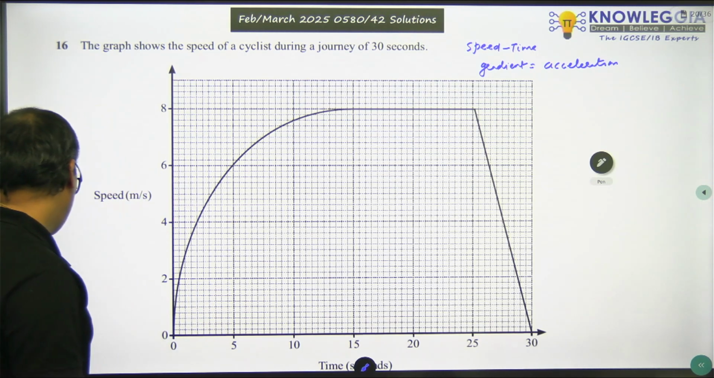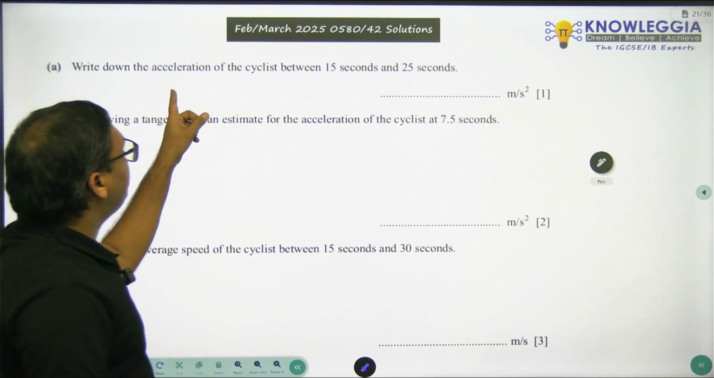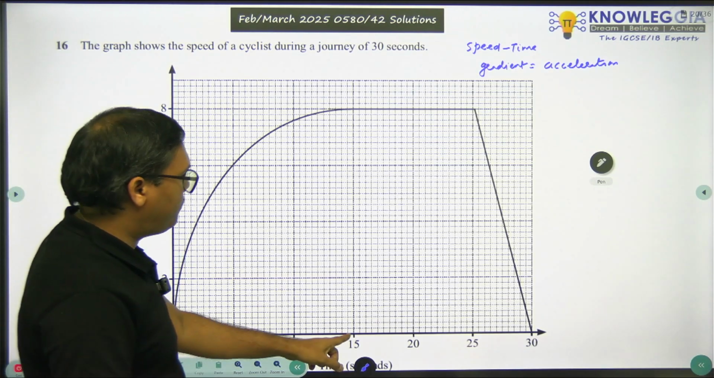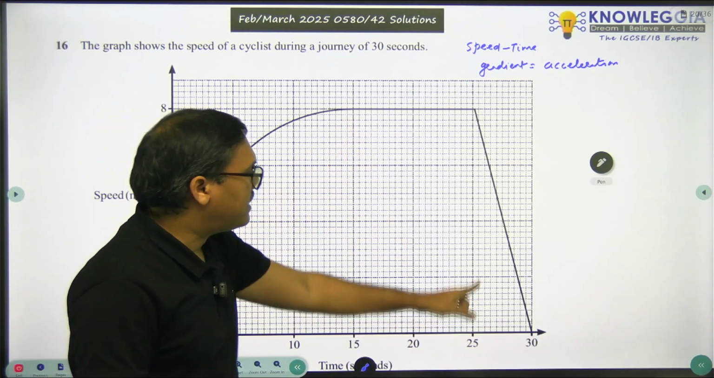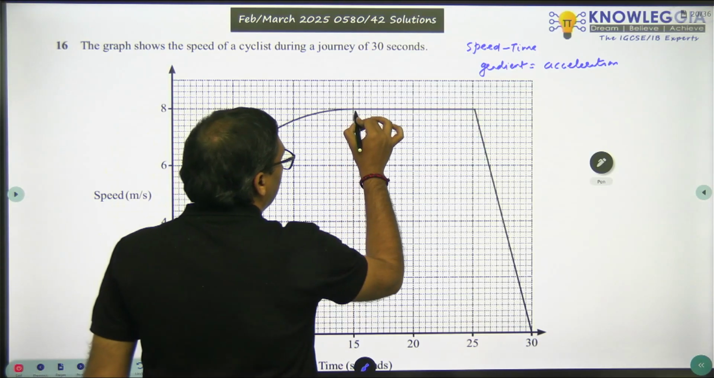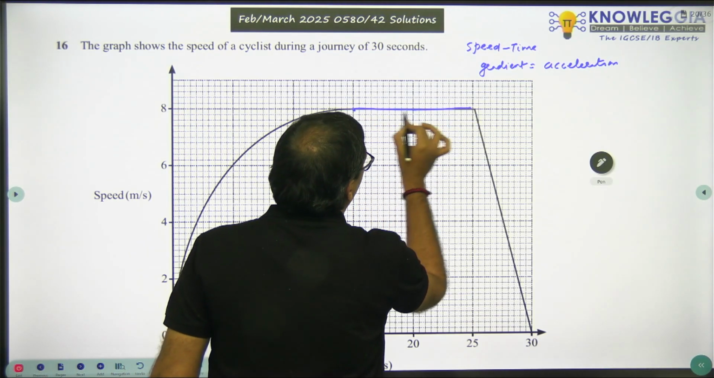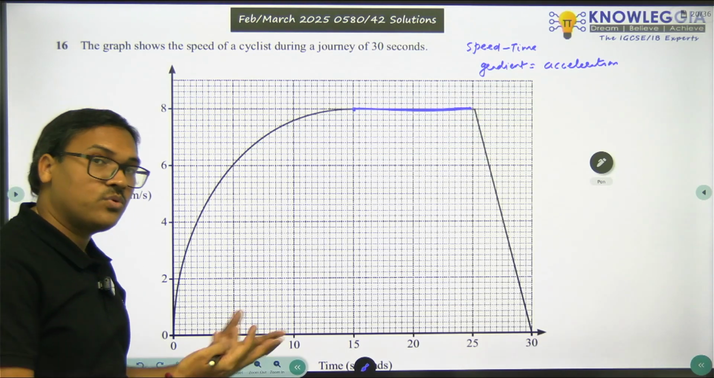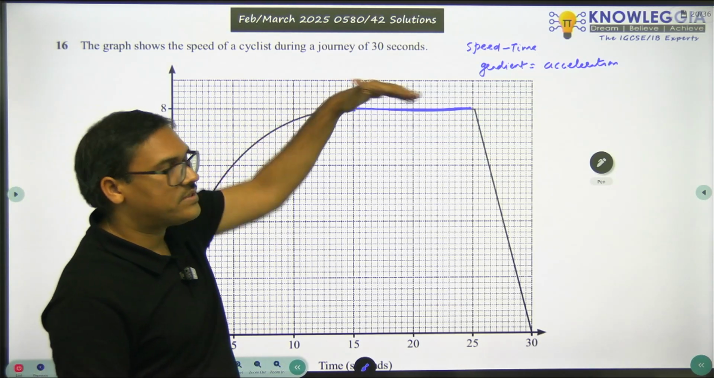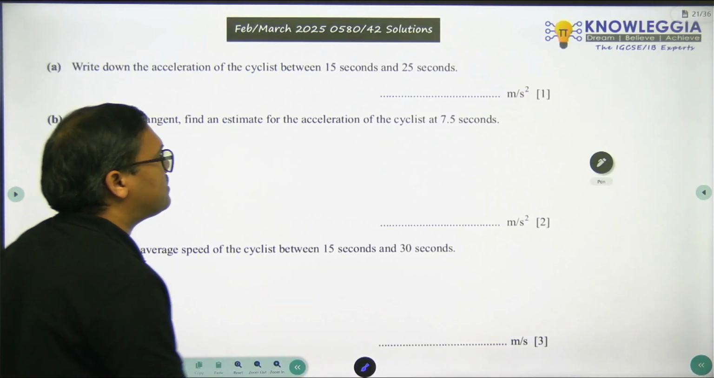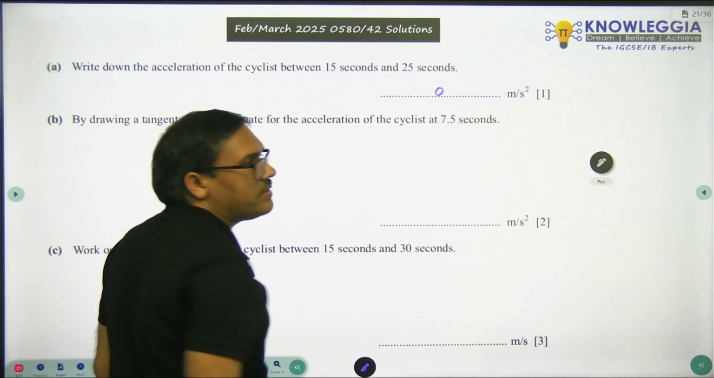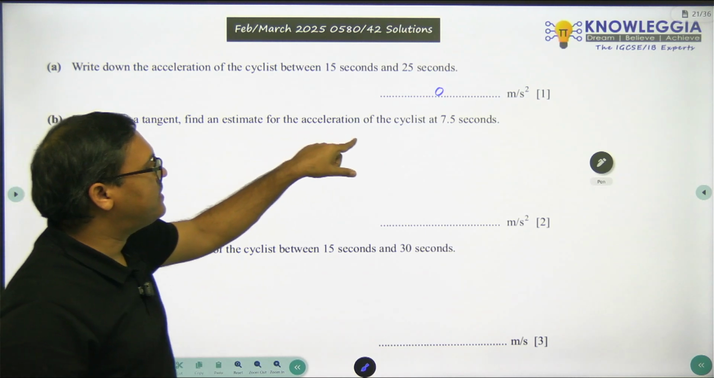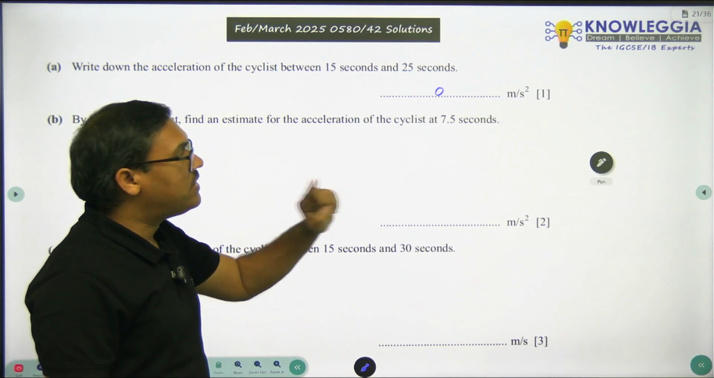So the first question is asking what is the acceleration between 15 seconds and 25 seconds. You can see this is a straight line which is parallel to the x-axis. So there is no change in speed, so there is no acceleration. Acceleration is zero. You can see the gradient of this line is zero. So the answer for this is zero.